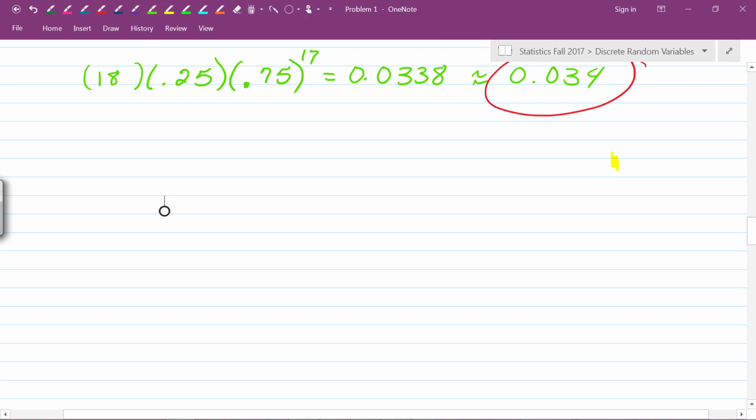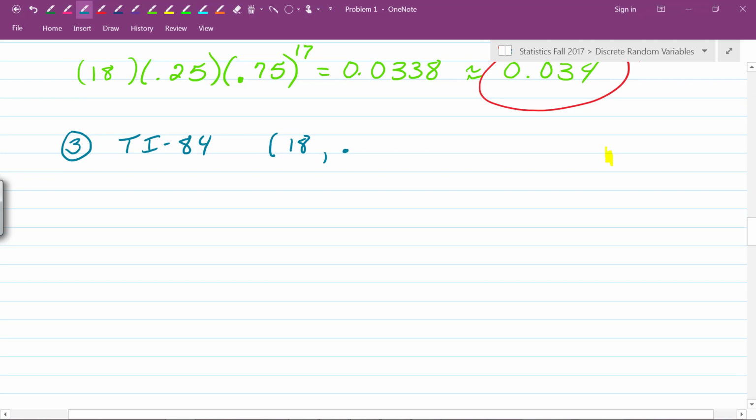And option number 3 is if you have the TI-83 or TI-84, this is how you can solve it. Remember, you need to know the order of information. So we start off with our sample size, 18. The probability of success, 0.25. How many are we interested in? In this case it is exactly 1.